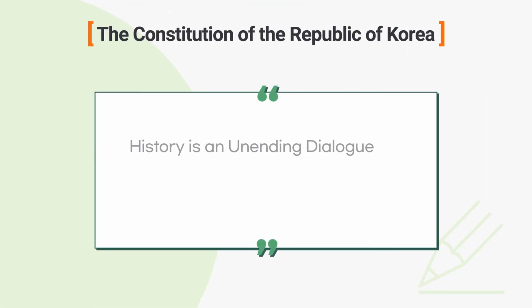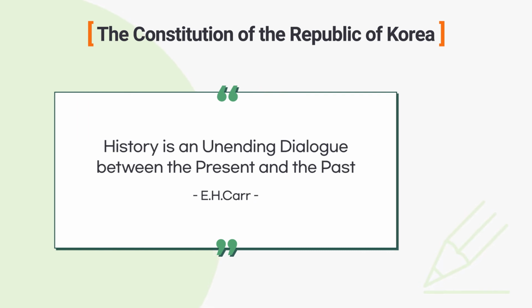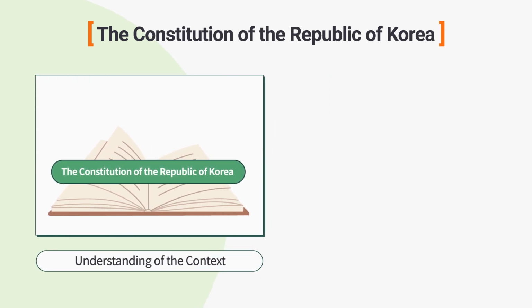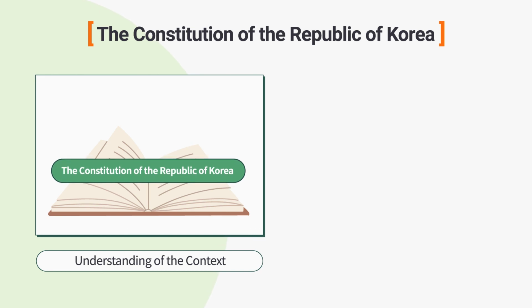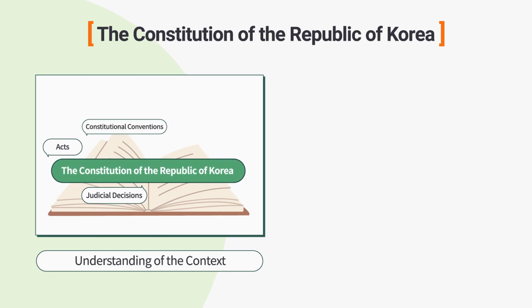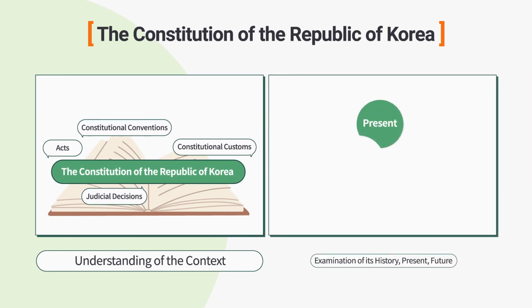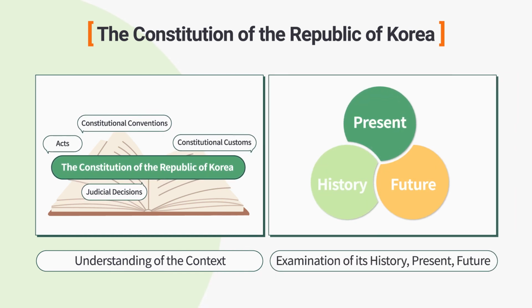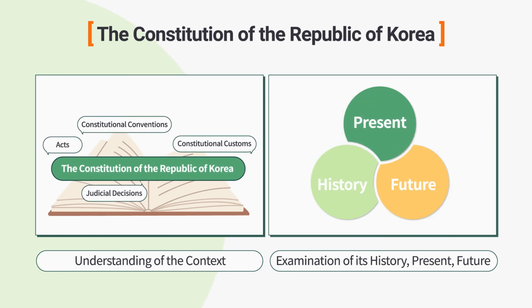History is an unending dialogue between the present and the past. A direct quote from the famous historian E.H. Carr. The Constitution of the Republic of Korea can be interpreted correctly only with an understanding of the context that is a combination of acts, judicial decisions, constitutional conventions, and constitutional customs, in addition to the textual code of laws and an examination of its history, present, and its future.